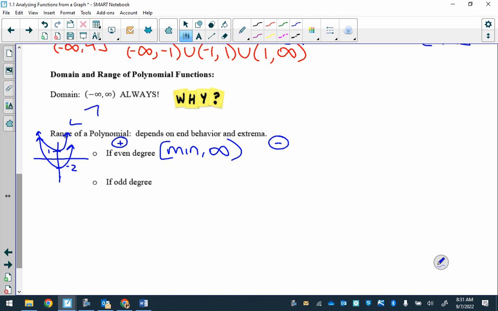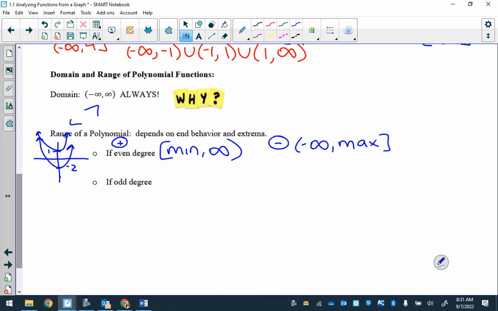What would be different about the range? Julia? Excellent. So if it's a negative, you would have -infinity to whatever the max would be.